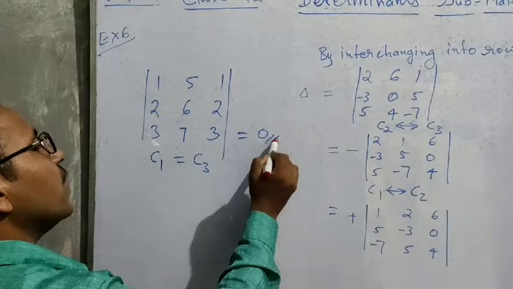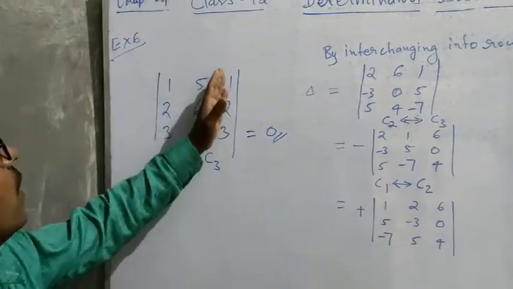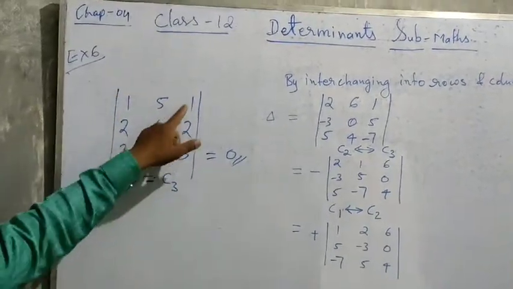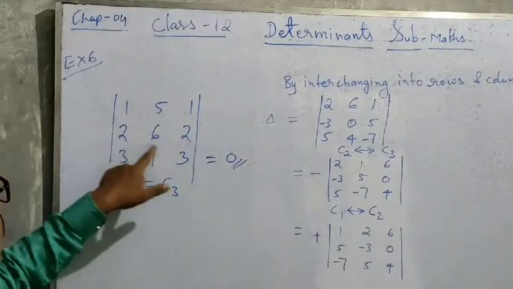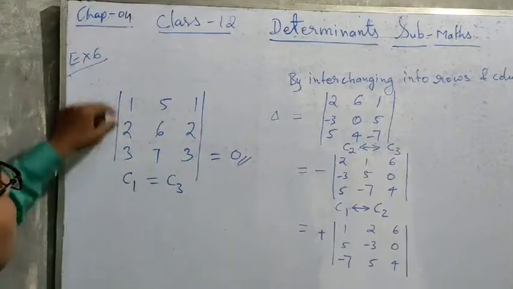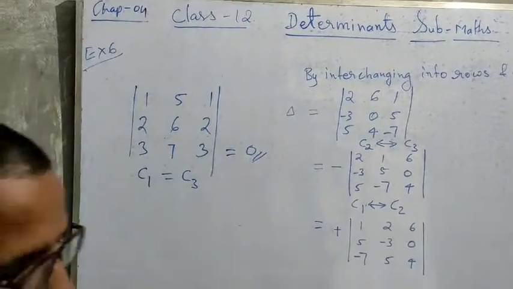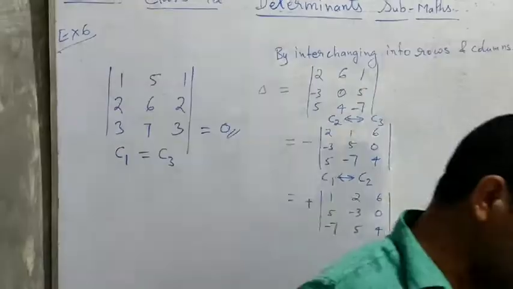You can verify it by solving the questions. You can subtract column first from column third. So 1 minus 1 you will get 0, 2 minus 2 you will get 0, 3 minus 3 you will get 0. Expanding along column first, totally you will get 0. So that was property number third. Now let's see property number 4.